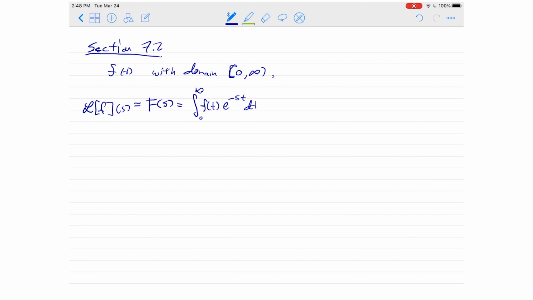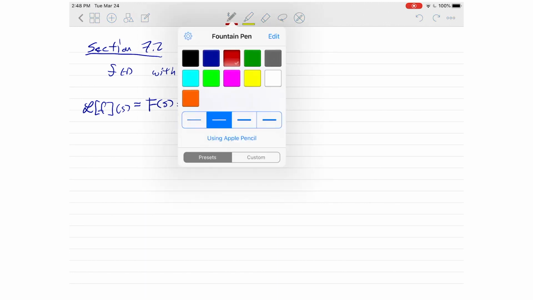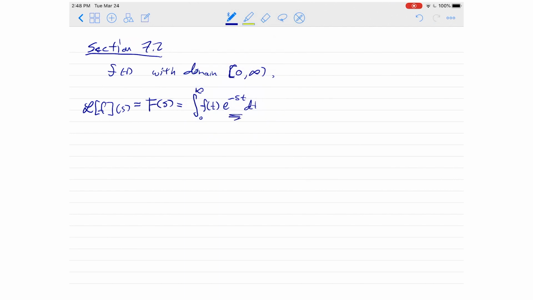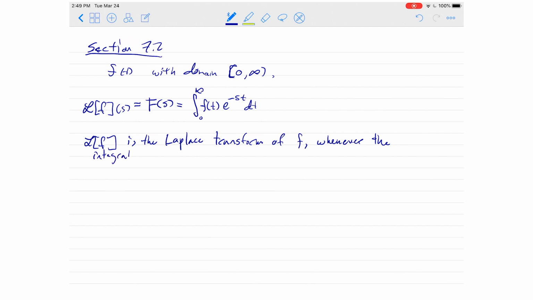And so what we see immediately is that this is an improper integral. We are integrating from 0 to infinity, and we're multiplying by e to the minus st, which tells us from all of our experience doing integrals in calculus 2 that we'll probably end up using integration by parts. One thing we need to say is that L of f is the Laplace transform of little f whenever the integral on the right exists.